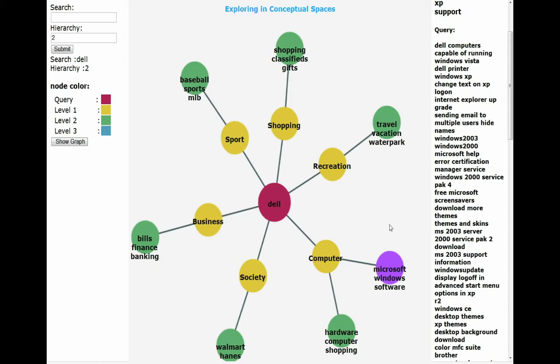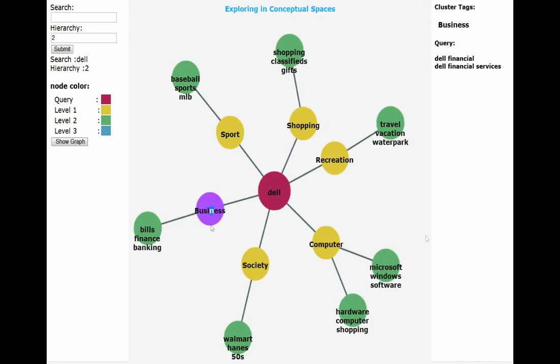If we check, for example, the business category, you can find things like Dell Financial or Dell Financial Services.